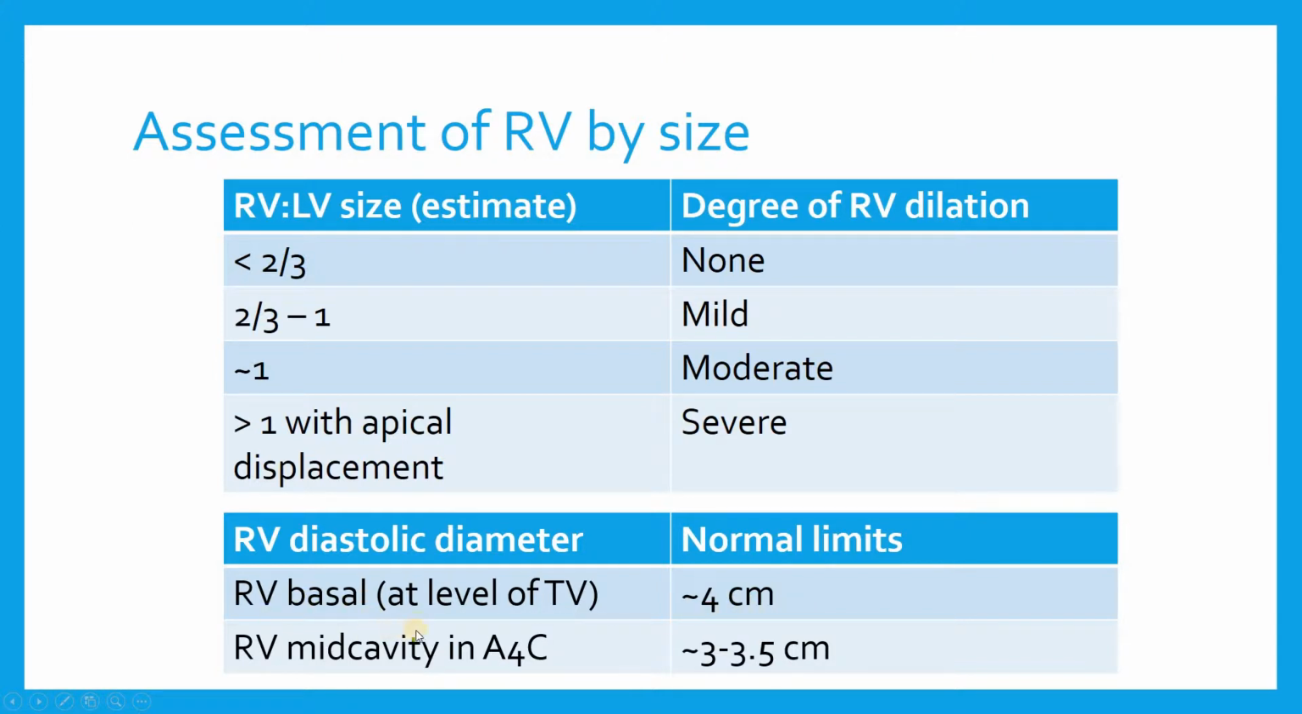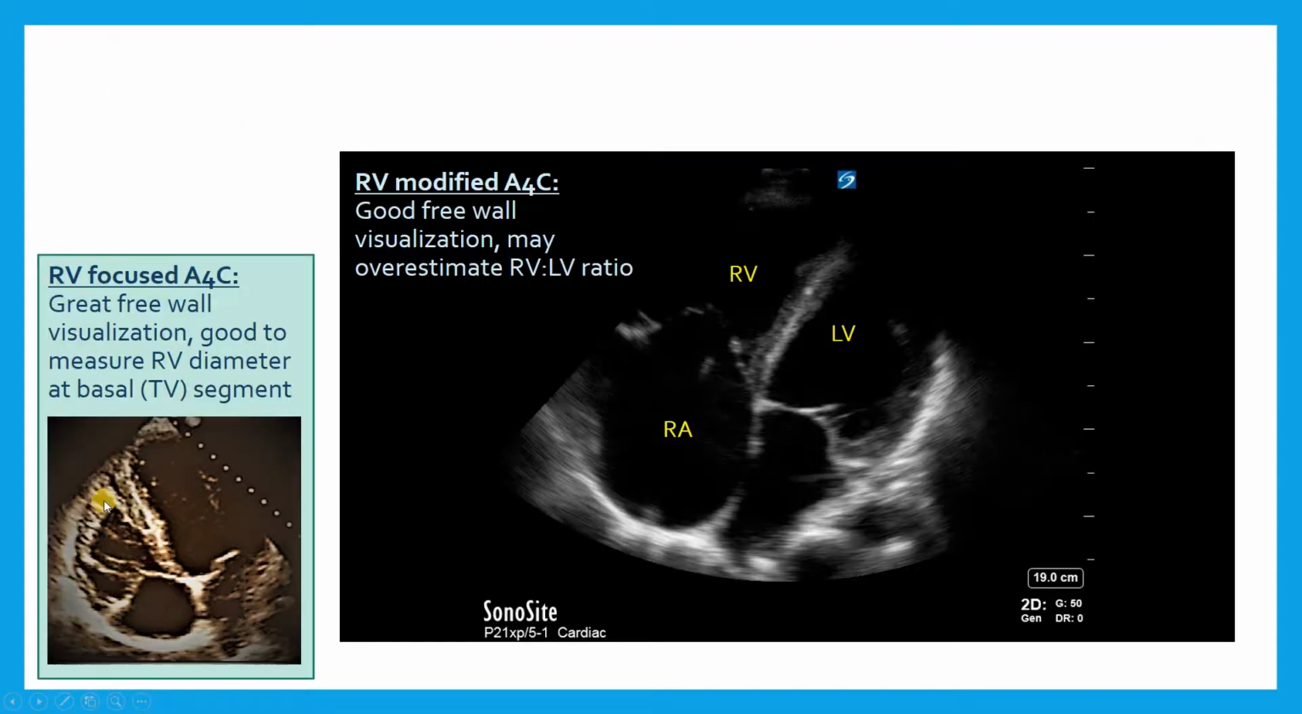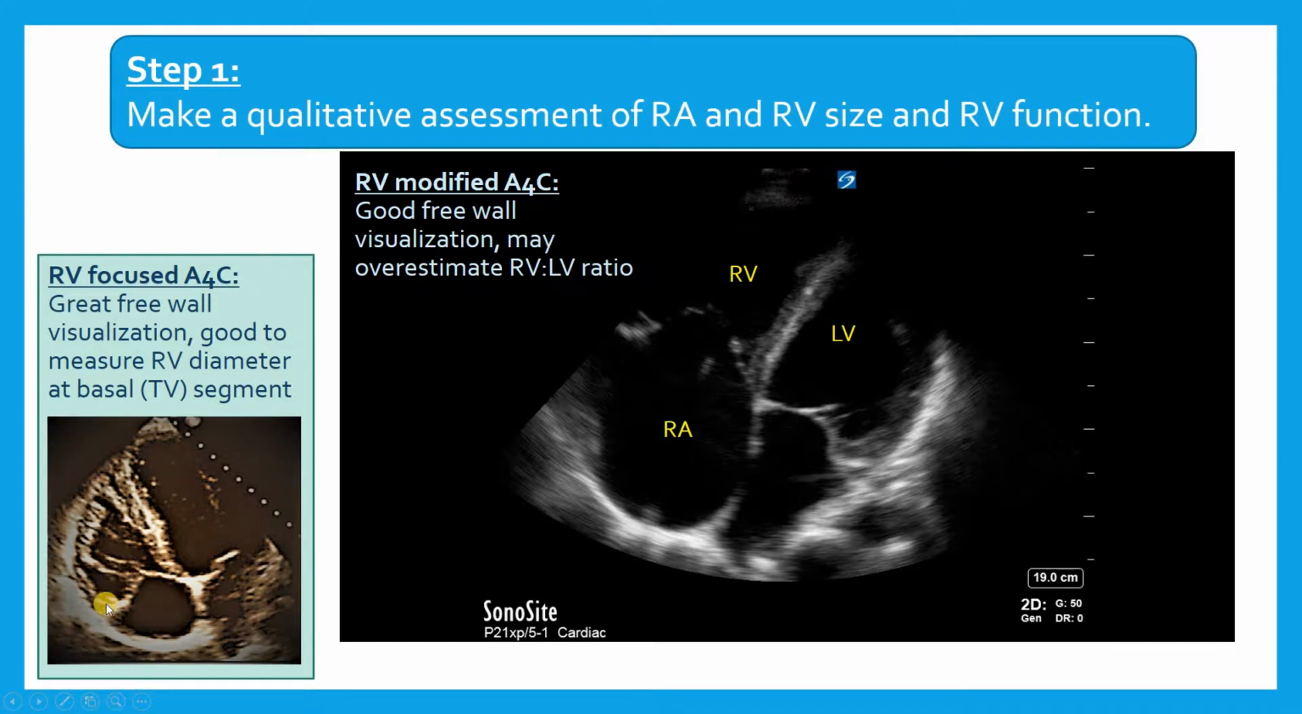You can also measure the RV at the mid-cavity in the apical four-chamber view. I don't routinely do that, but that'd be the other place to measure it. I'm usually doing some sort of qualitative assessment. And again, you're often making these measurements in the RV-focused apical four-chamber view, where it's actually easier to pick up the free wall and see where it's delineated.